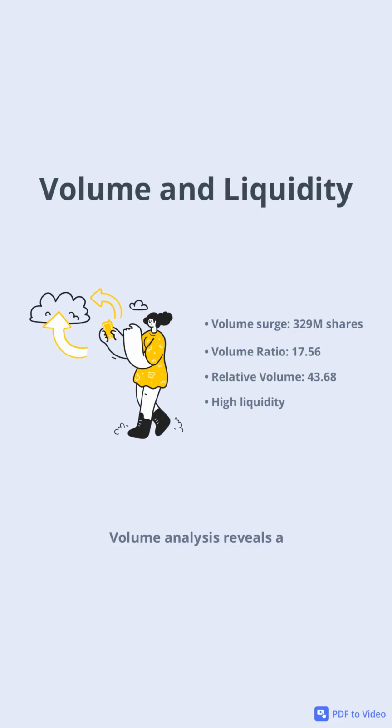Volume analysis reveals a dramatic surge in trading activity. The latest session saw over 329 million shares traded, a stark contrast to the average daily volume in previous weeks. The volume ratio over 20 days is 17.56, and the relative volume stands at an extraordinary 43.68. Such spikes often precede major price moves, either as a result of news, speculation, or institutional activity. High liquidity can attract both short-term traders and long-term investors.